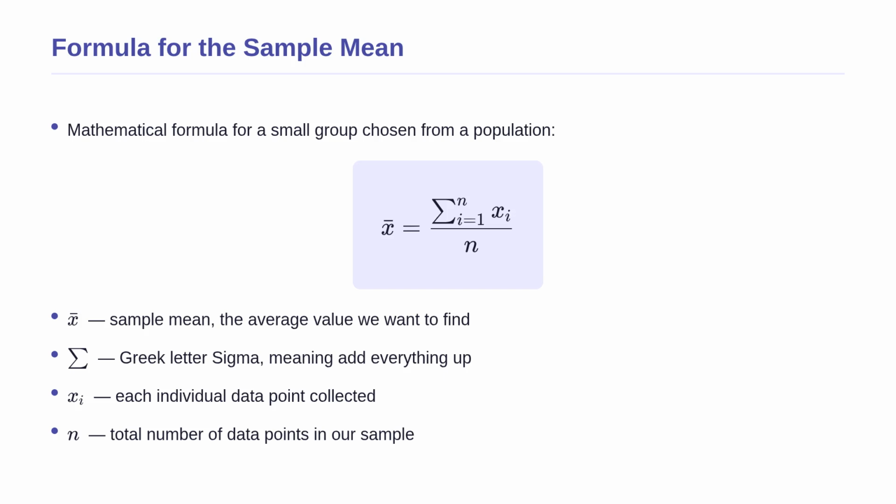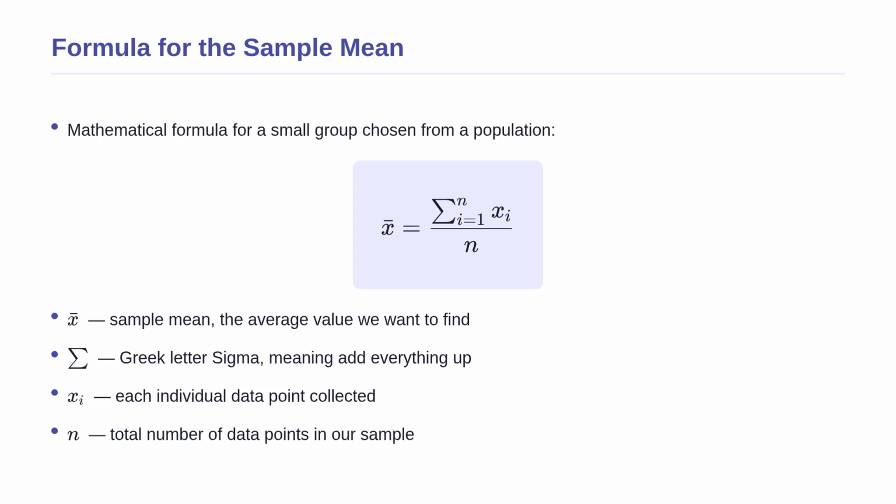This brings us to the mathematical formula for the mean of a sample. Let us break down every symbol. The symbol x bar represents the sample mean, which is the average value we are trying to find. The large symbol is the Greek letter sigma, which simply means add everything up.